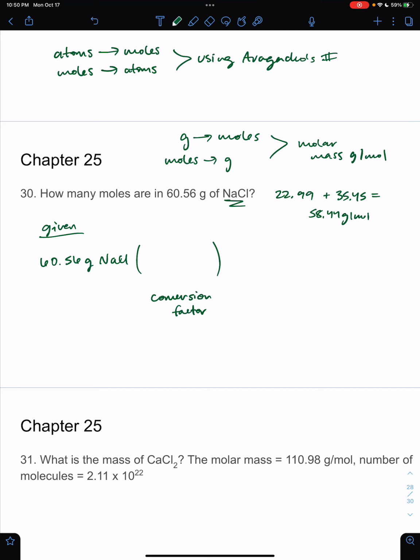Alright, so now that we have that conversion factor, you have to decide what's going on the bottom versus what's going on the top. So we're starting with grams. So we want to have grams on the bottom so that we can cancel it and be left with moles, which is what we're looking for. So we just have to multiply 60.56 times 1 over 58.44. That gives me 1.04.